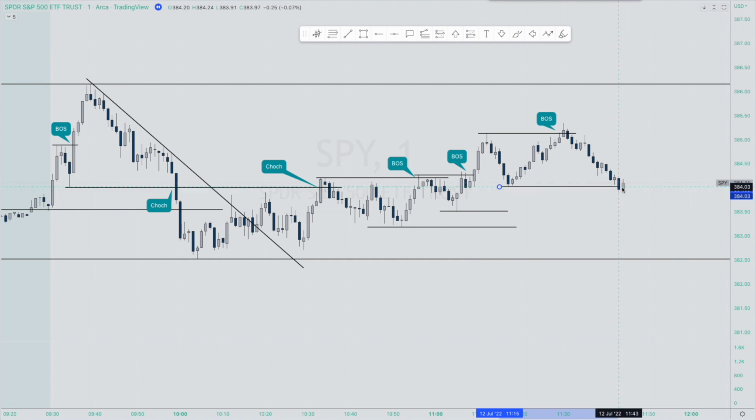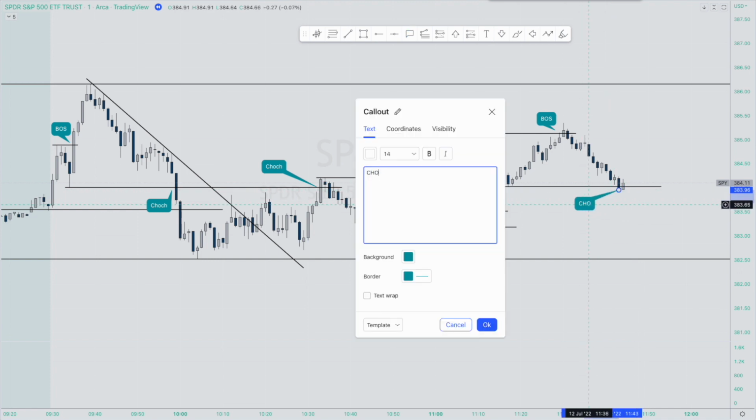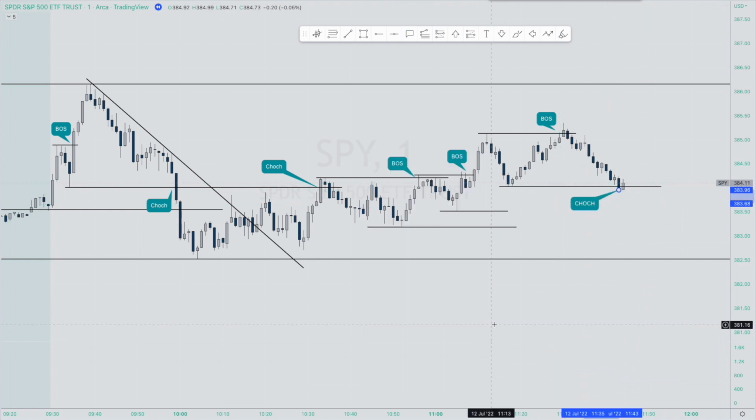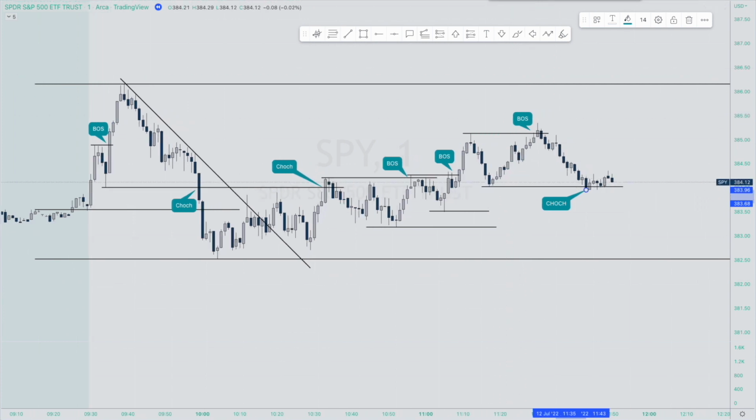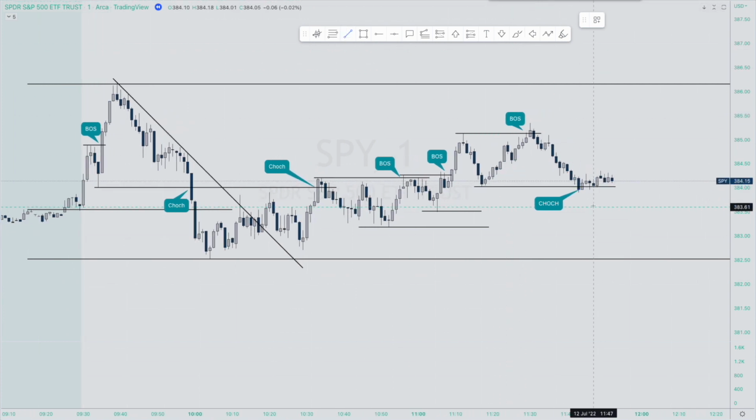So now what do we get? We get a change of character to the downside. Let's see how this one plays out. So now what we can do is draw our low on that change of character.